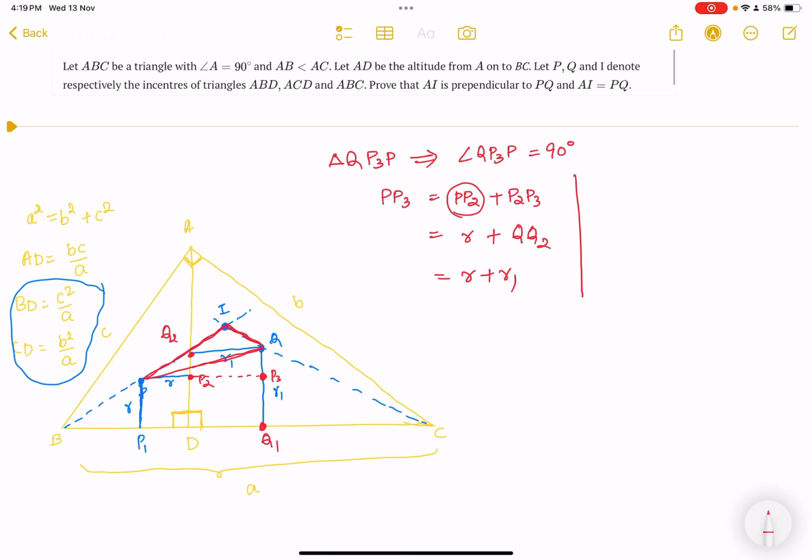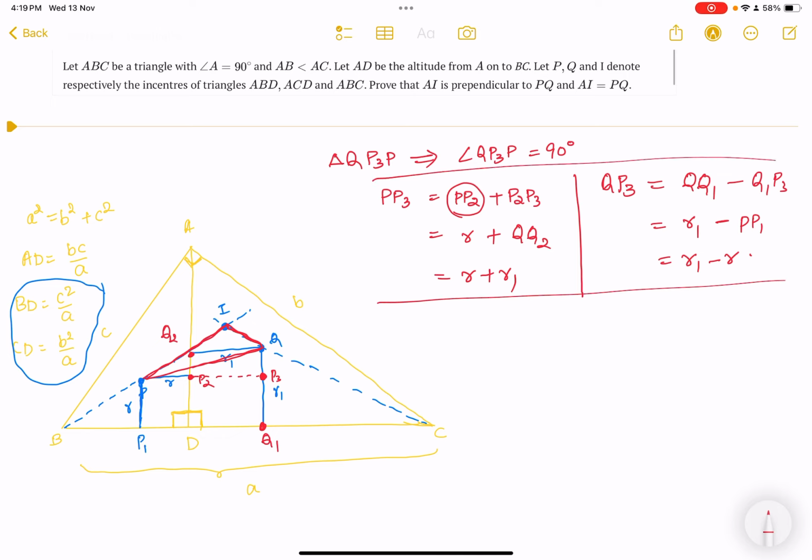Alright. And let us find out QP3 as well. QP3 is equal to QQ1 minus Q1P3. QQ1 is R1, minus Q1P3, which is the same as PP1. So this is R1 minus R. Alright. So we have these two results.